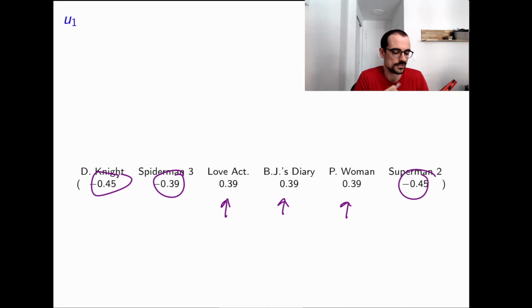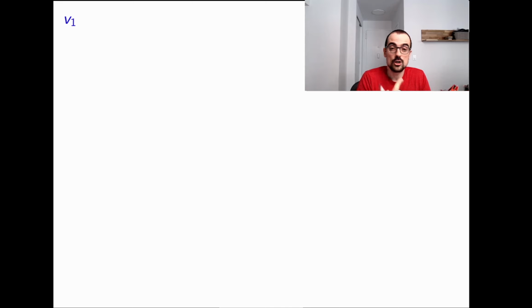No, the other way around. The romantic comedies are positive, and the superhero movies are negative. The sign is actually completely irrelevant. The important thing is that they have opposite signs. This means that a bunch of people kind of liked romantic movies and didn't like superhero movies, and the opposite. And because of that, we have this factor that explains a lot of the data. When we look at the right singular vector, that ties the users to the same factor.